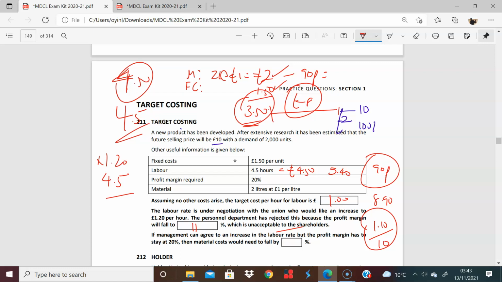Your material costs are currently £2, so they'll need to go from £2 to £1.10. So they'll need to fall by 90p divided by £2, and that's how we do it. Remember, it's always on what you started at. So 90p over 2 times 100, which is what you're really doing. 90p divided by 2, so it'll need to fall by 45% in effect, if we want to keep this margin of 20% as requested by your employers or by your stakeholders or shareholders. Great stuff, and that's 211.